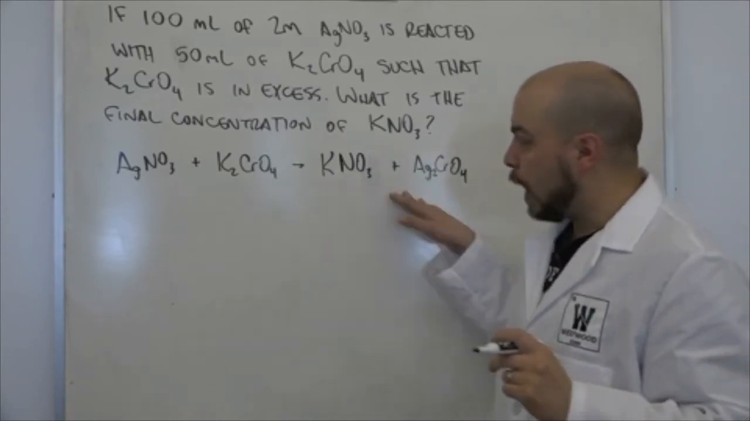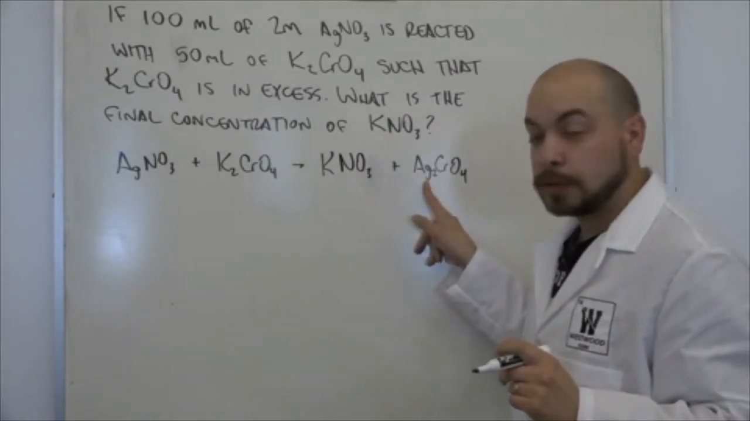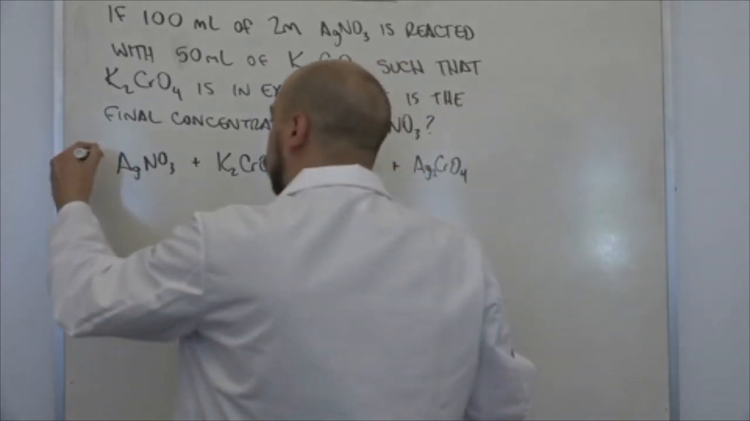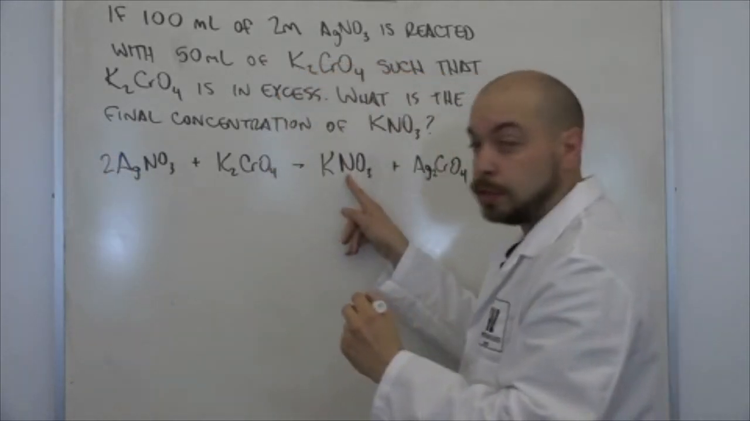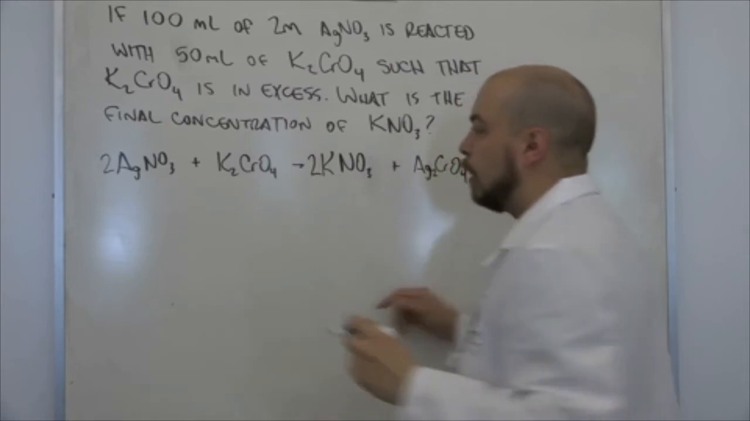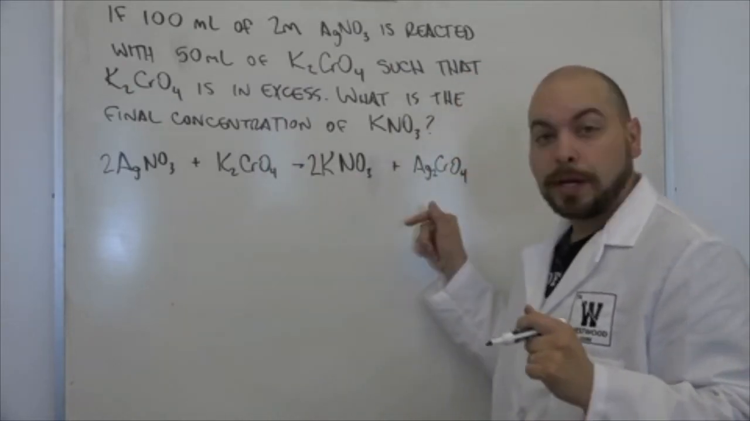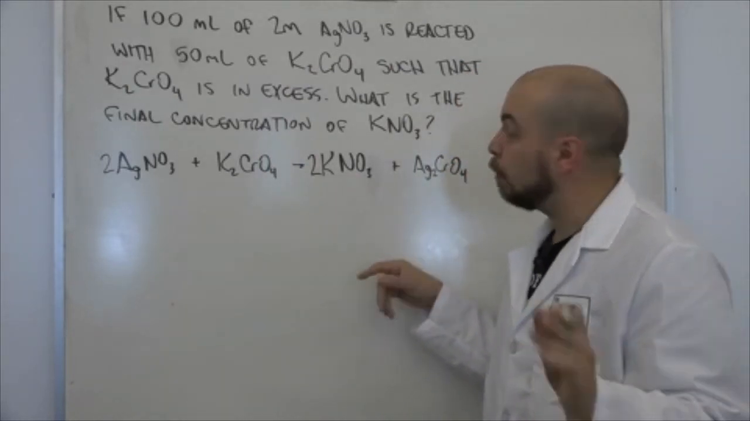So here's our reaction. Now we need to balance. So we've got 2 silvers here. We need 2 over here, which means we also need a 2 in front of the potassium nitrate. And now we're balanced. So we've got a balanced equation. We can now do some stoichiometry.